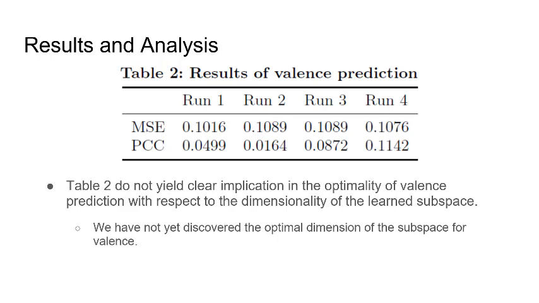And table 2 is the result of valence prediction. It didn't show a clear implication in the optimality of valence prediction with respect to the dimensionality of the learned subspace, which may indicate that we have not yet discovered the optimal dimension of the subspace for valence, and further investigation is needed.